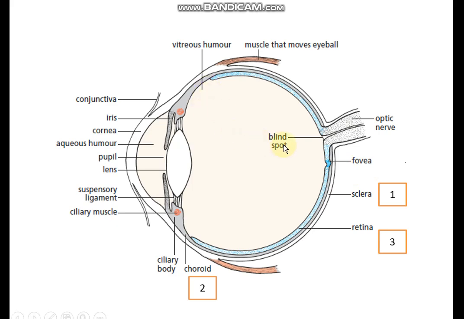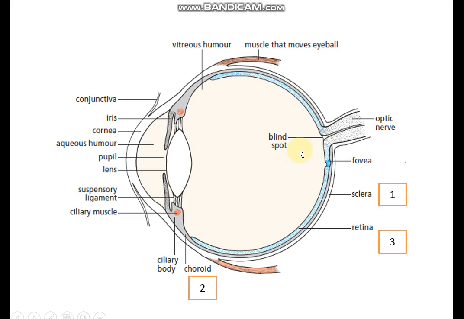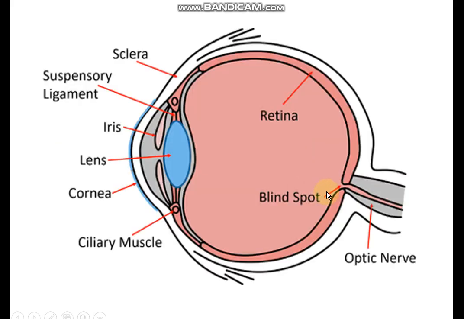Then we have a part over here which is called a blind spot. There's another diagram over here. See, why is this called blind spot? Because there are no rod and cone cells over here. This is the point at which optic nerves are present. These are the optic nerves, which are actually linked to the specific part of the brain called the visual center.